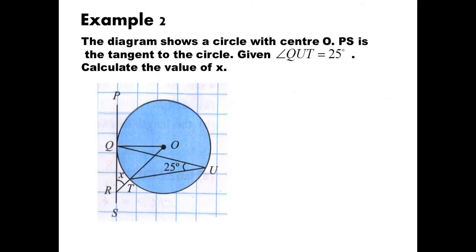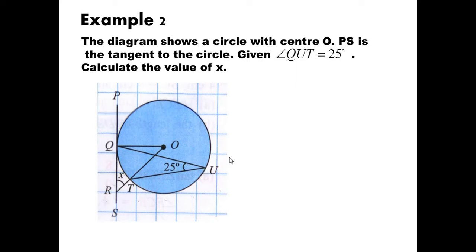Okay, go to example 2. The diagram shows a circle with center O. PS is the tangent to the circle and QUT is the angle at the circumference. Calculate the value of x. So radius and tangent will form 90 degrees here. Before that, we want to calculate the angle of x. What is the angle here? This is the angle at the center of the circle and this is the angle at the circumference.